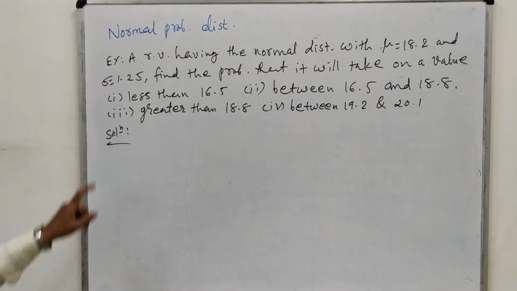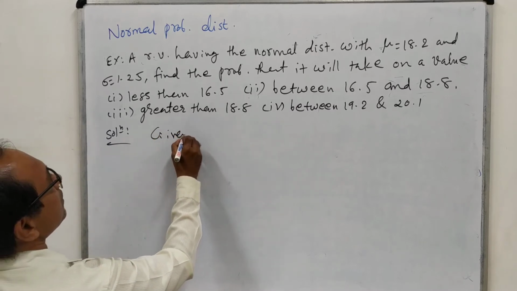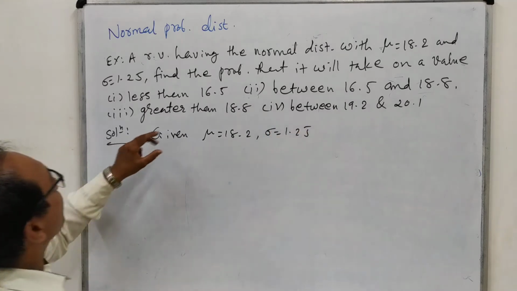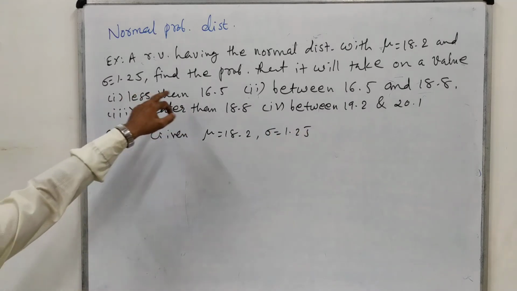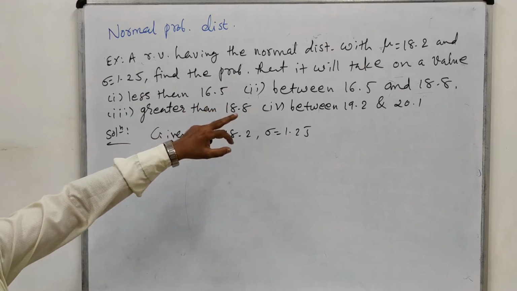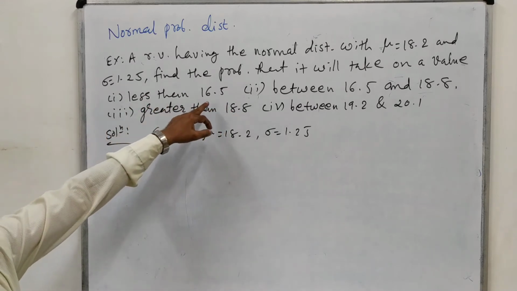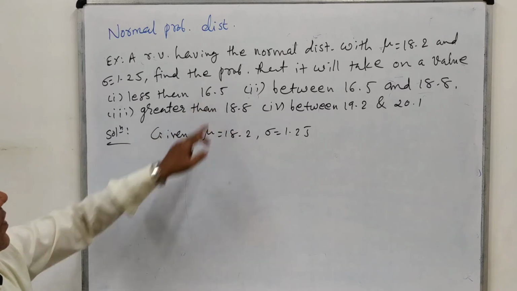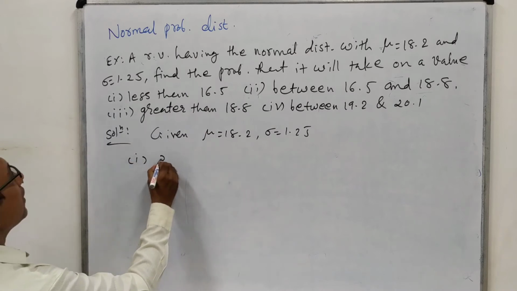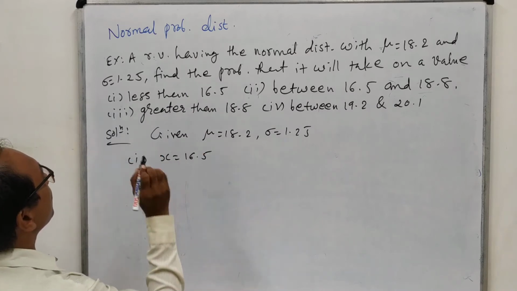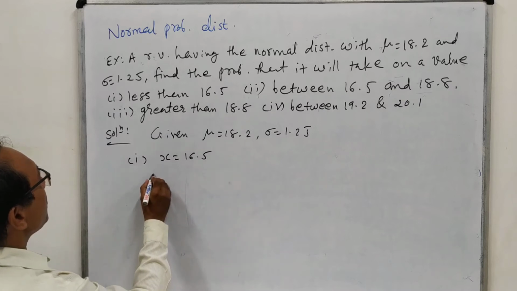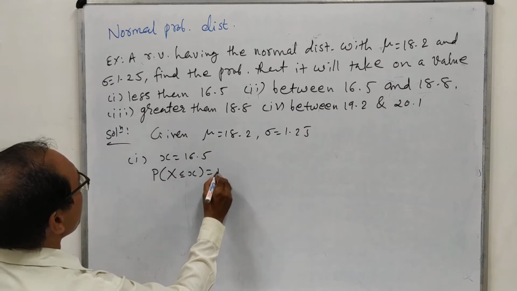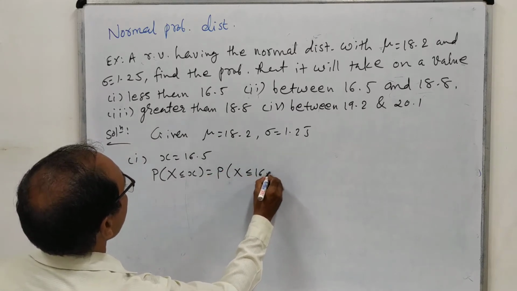Here you can see what is given to us. Mu equal to 18.2 and sigma equal to 1.25. And what do we want to find out? We want to find the probability that it will take on a value less than 16.5. So here mu and sigma are given. This is not the value of z, this is the value of x. In the first question we are given x equal to 16.5, and we want to find the probability for capital X less than or equal to small x. That means probability of capital X less than or equal to 16.5.